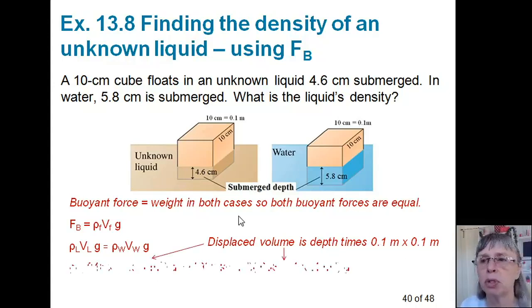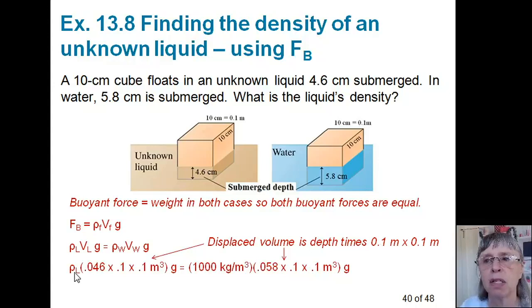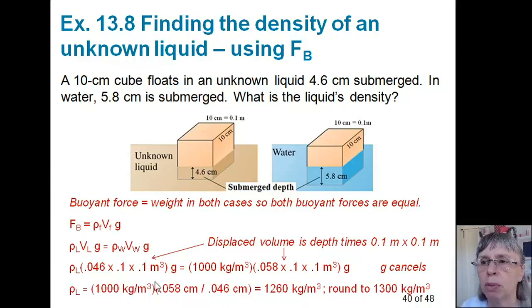So I'm going to go ahead and substitute that in. Here we've got the density of the unknown liquid, its depth in meters times its width and length. Here's the buoyant force from the water: the density of the water, the depth in water times length and width, again times g. And you can see here that the g cancels and most of this cancels. Multiplying this out, the 0.1 cancels and the 0.1 cancels.